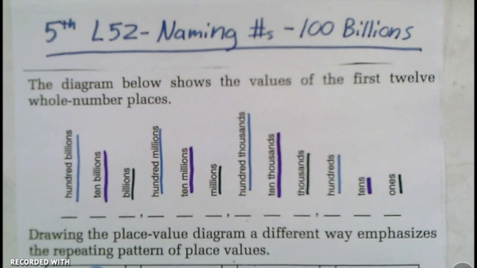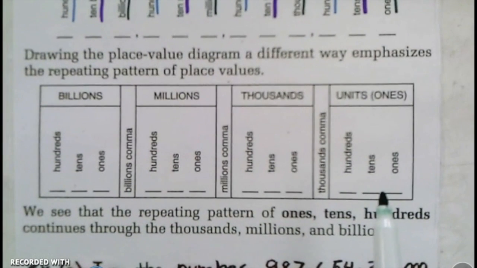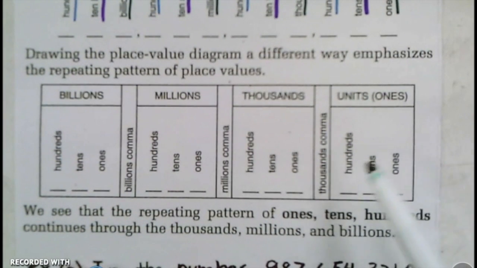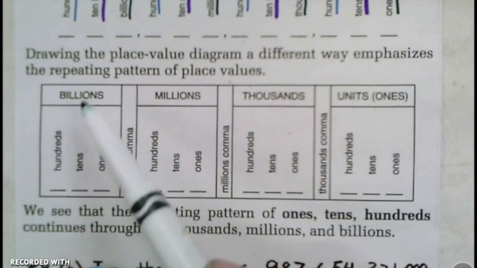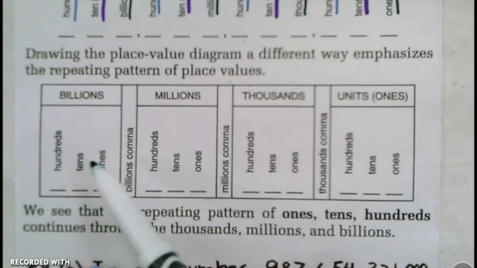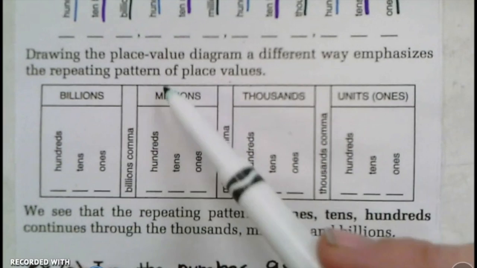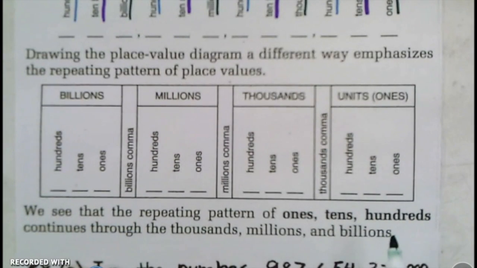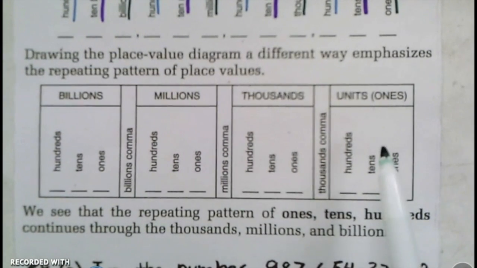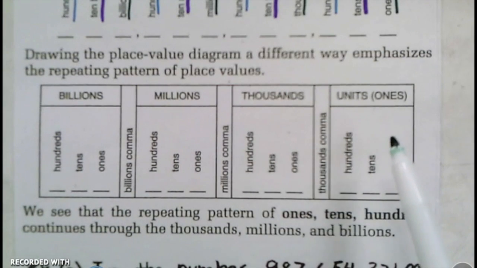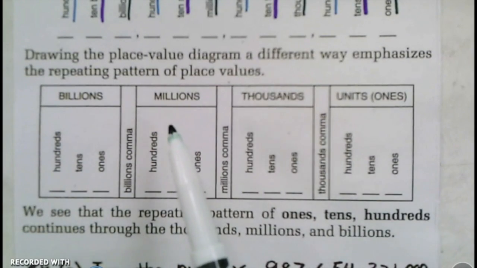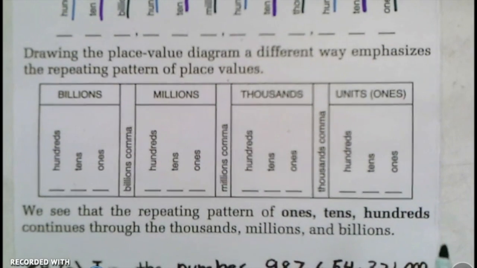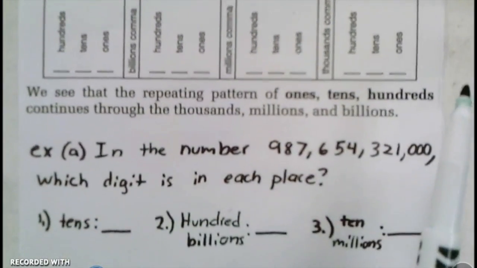So we have here where it shows this even more. We've got the units or the ones, the thousands, the millions, and the billions. And within each of these groups, we have hundreds billions, tens billions, and ones billions. Hundreds millions, tens millions, ones millions. So this is really important for you to know and memorize that they start from the right and we build this way. We have the ones, thousands, millions, billions. We see the repeating pattern. Let's get to the examples.